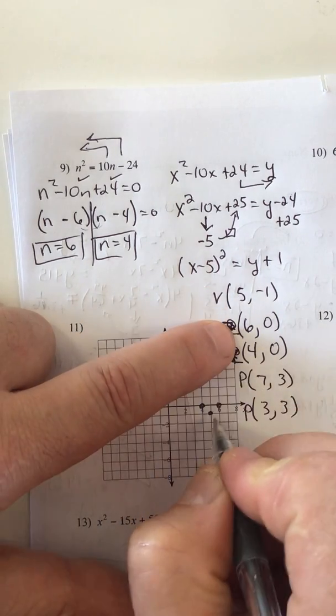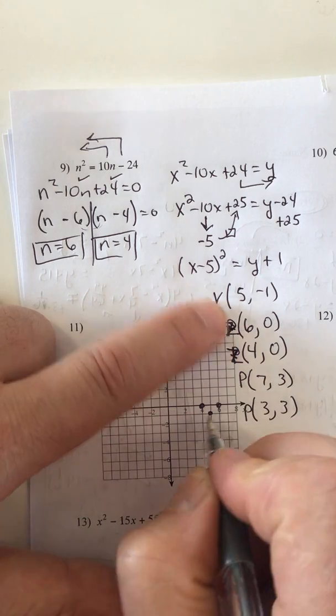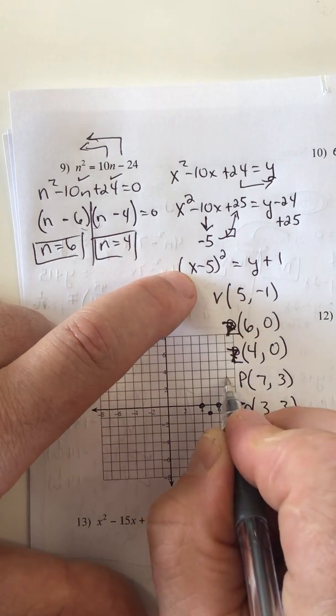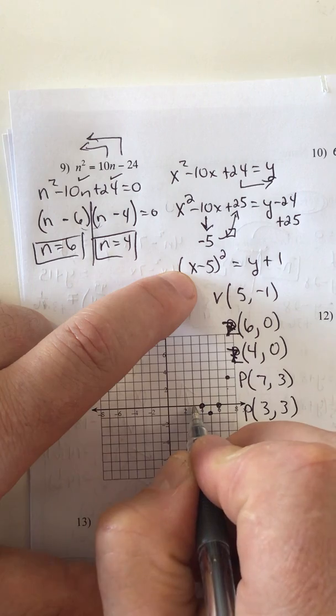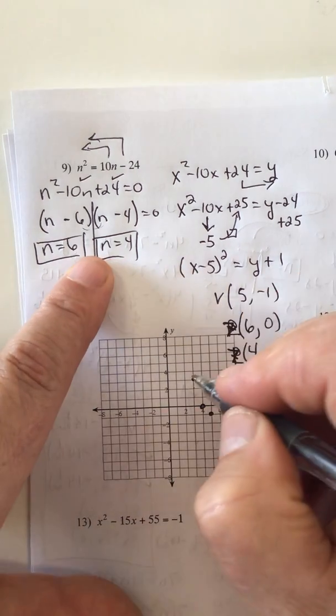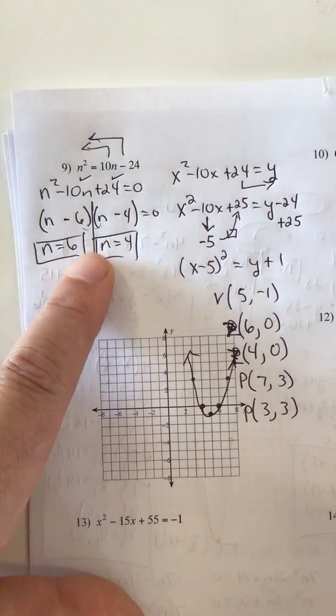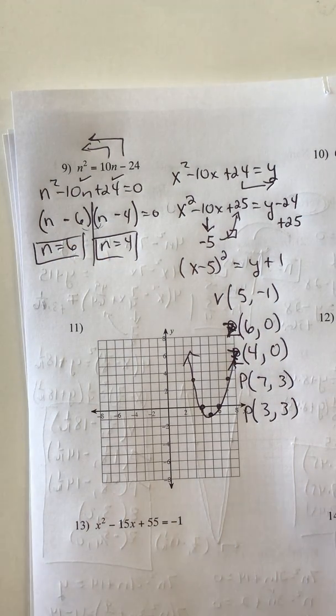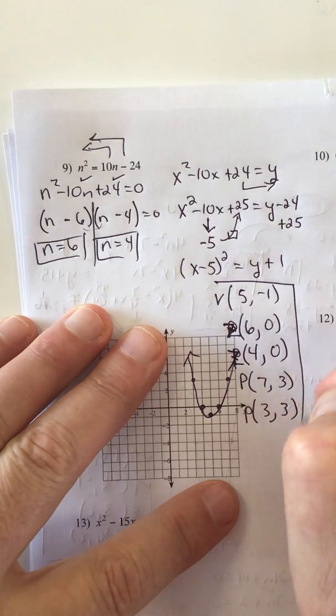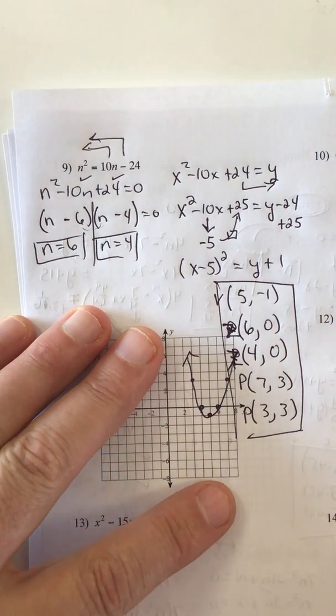I already have the two zeros plotted. The next 2 points are, so one of them is at 7, 3, and the other one is at 3, 3. And sure enough, they make a parabola. And here were the answers.